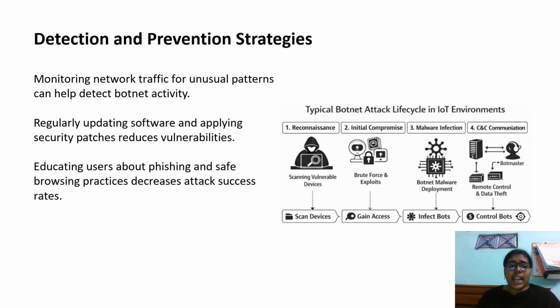Detection and prevention strategies. Monitoring network traffic for unusual patterns can help detect botnet activity. Regularly updating software and applying security patches reduces vulnerabilities, and educating users about phishing and safe browsing practices decreases attack success rates. We can see the typical botnet life cycle, the attacker life cycle in IoT environments.